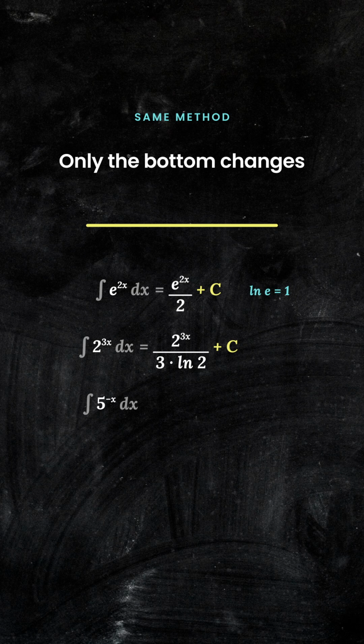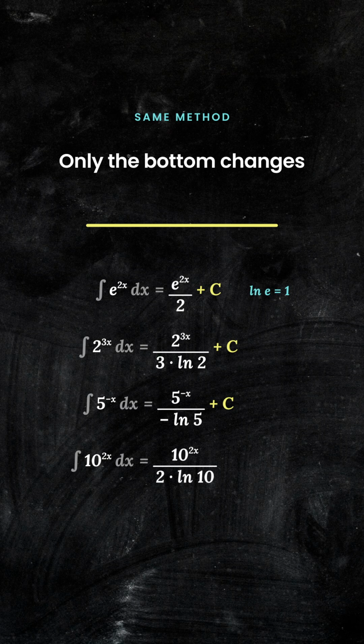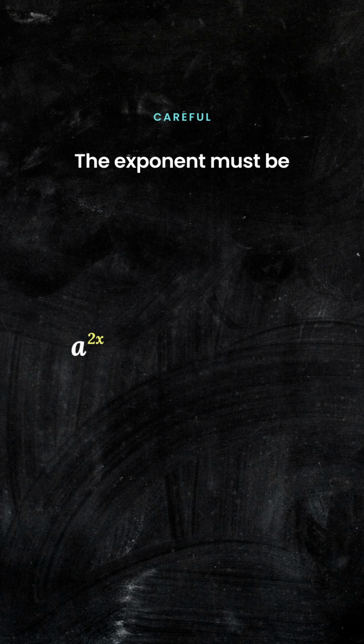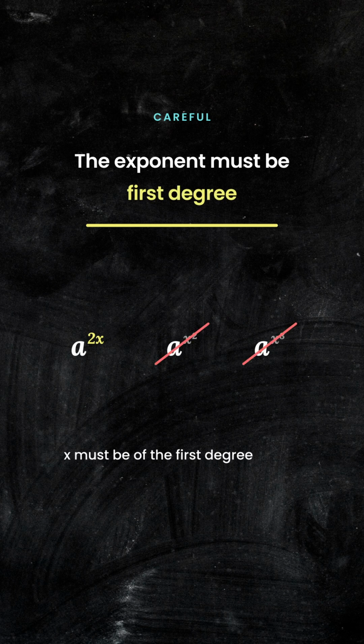Same thing if it's negative 1 here, same method, it becomes negative. We take the function as it is here, divide by ln of the base 5. 10 to the power of 2x, same method, 10 to the 2x here, and 2 ln 10 in the denominator. Very important that here we have 2x and not x squared or x cubed. x must be of the first degree. And this is the final point we want to pay attention to in this lesson.